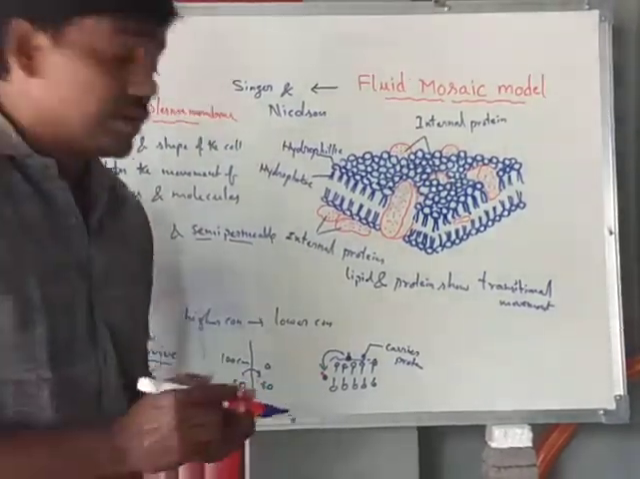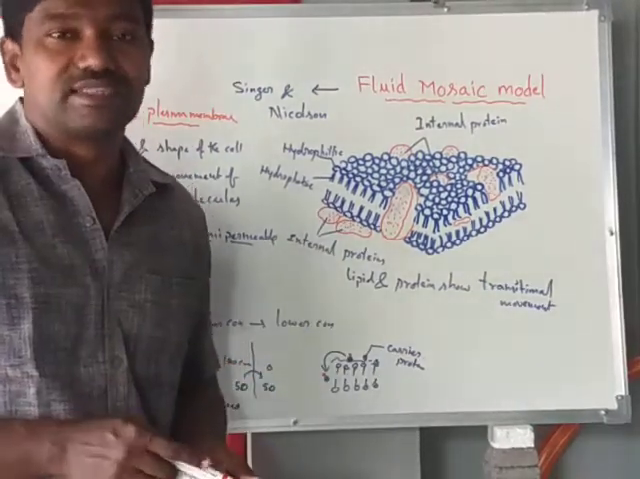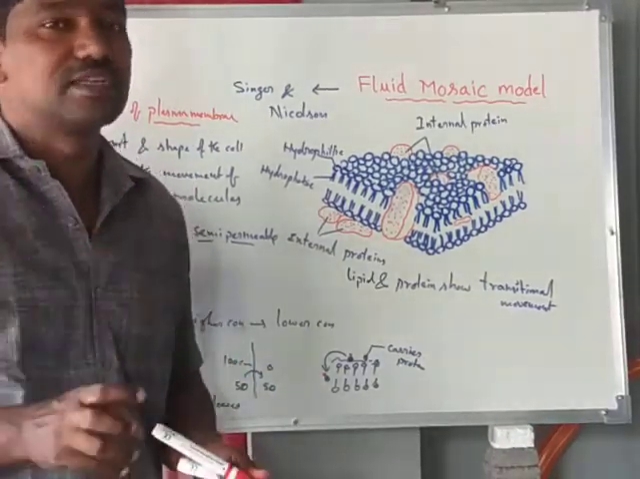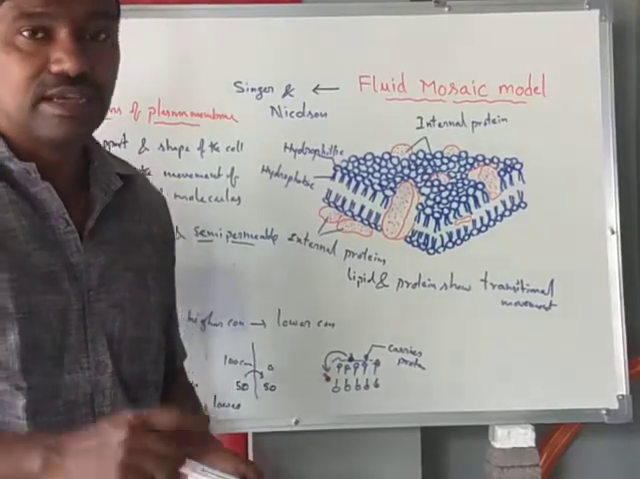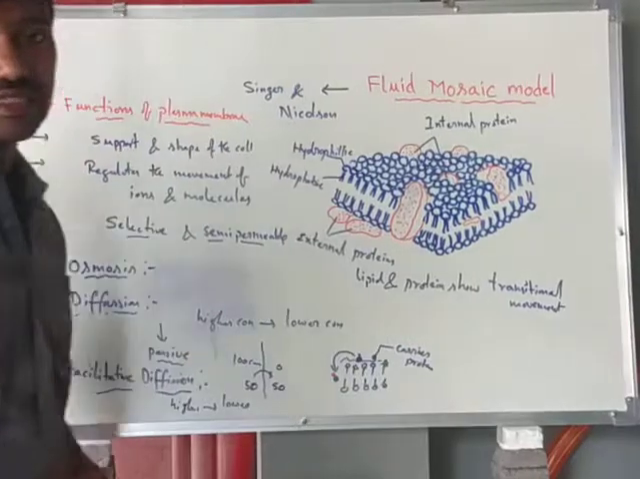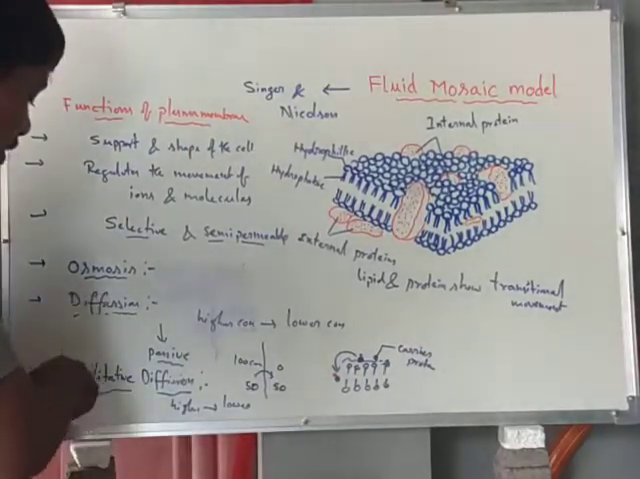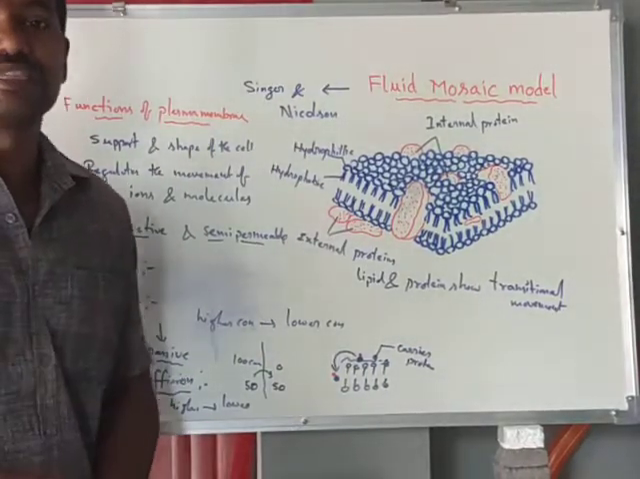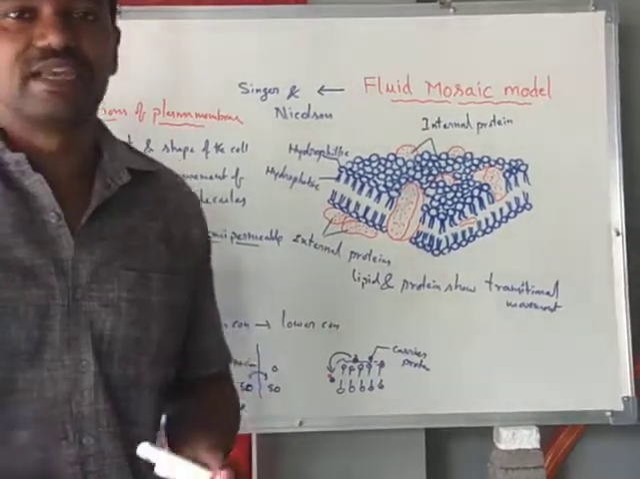For example, glucose, amino acids, fructose, substances like these are not able to go inside the cell on their own. They move with the help of carrier proteins. So this is about facilitated diffusion. The remaining functions we will discuss in another video.